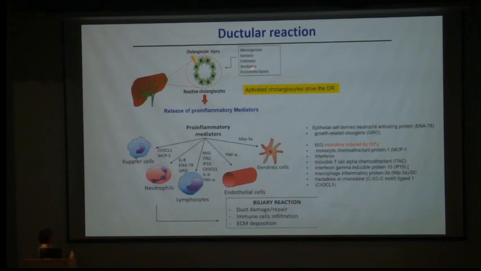If the insult is endotoxins or microorganisms, then neutrophil recruitment occurs. Otherwise, there is recruitment of dendritic cells, Kupffer cell activation, and lymphocytes, which I will come back to. Then it creates duct damage and ECM deposition, leading to fibrosis.